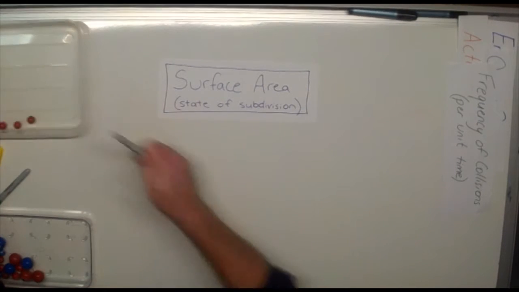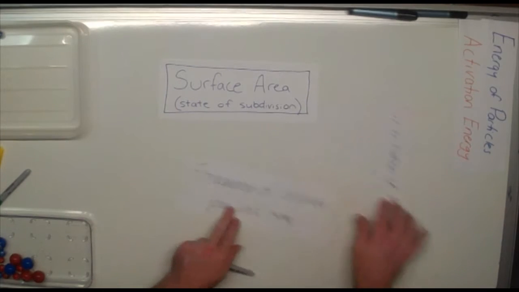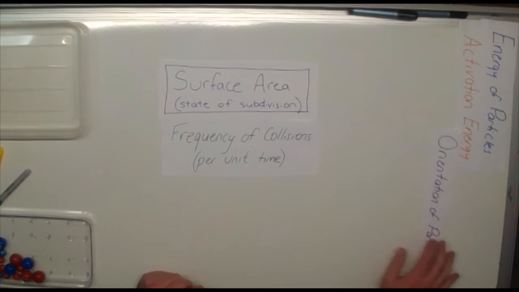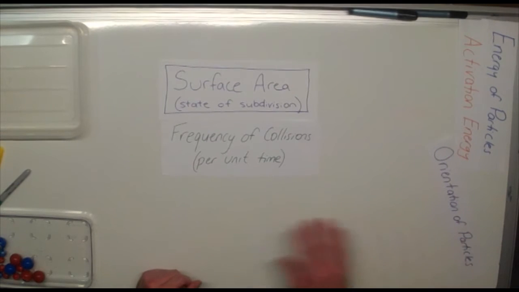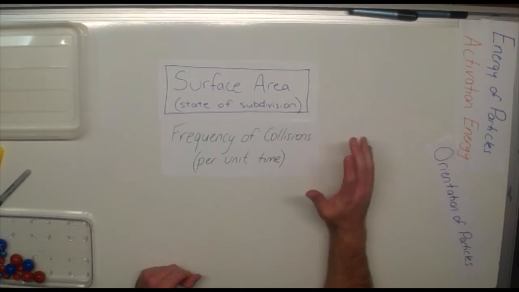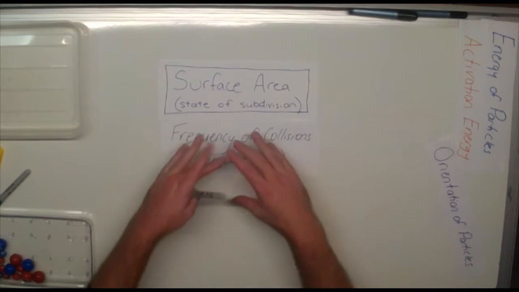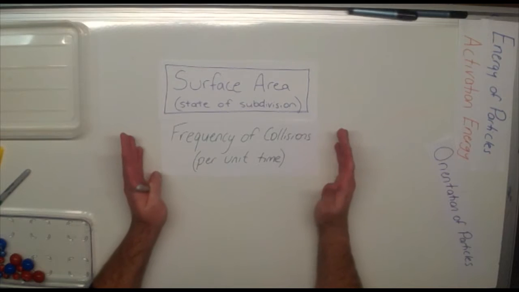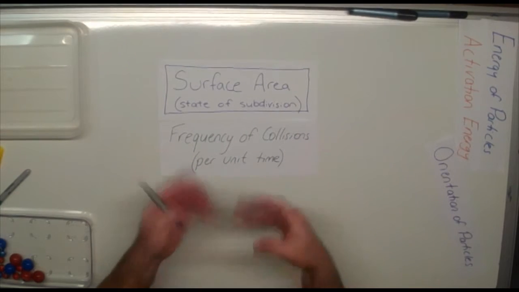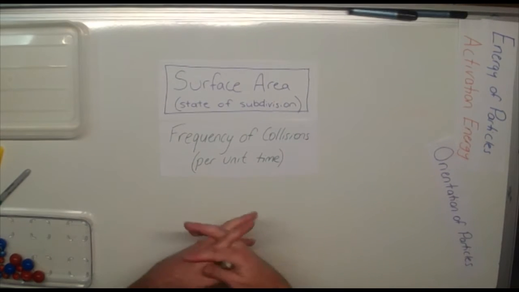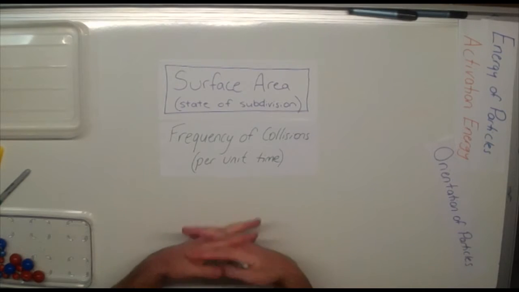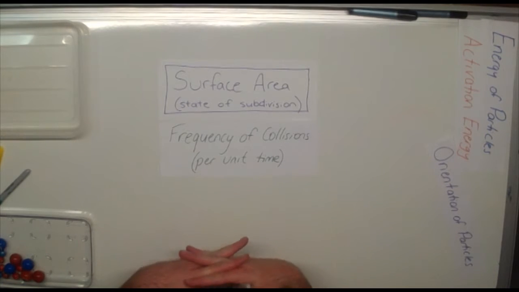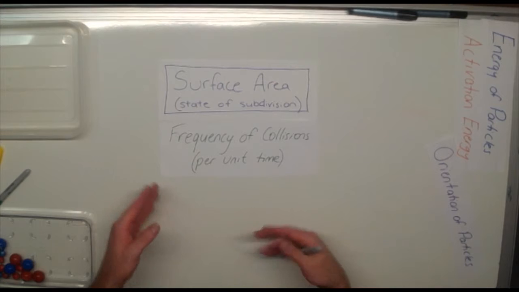So surface area has an impact again upon the frequency of collisions per unit time. It doesn't affect the energy of the particles, it doesn't affect the activation energy or the orientation. All it does is mean you get more in there. So it's again a little bit like concentration. You're just creating more surfaces for them to collide, which means more often you're going to get these frequent collisions occurring with the minimum activation energy, so you're going to have a successful reaction.